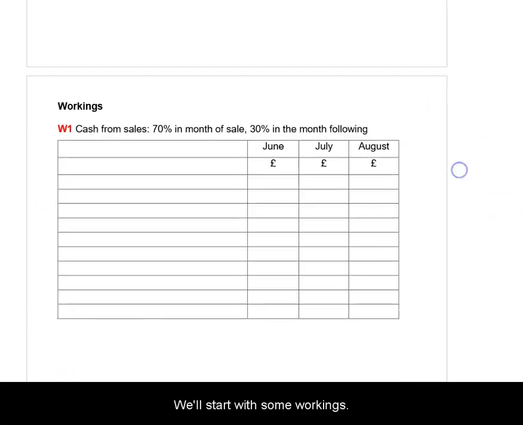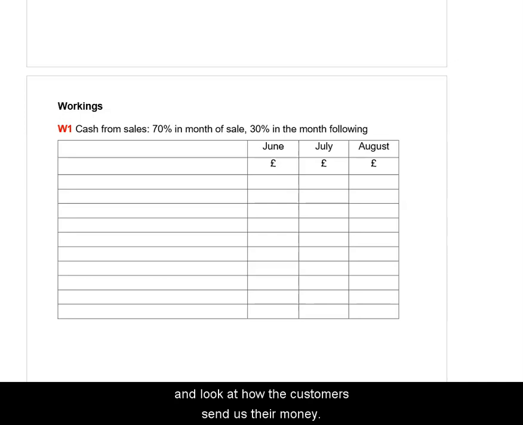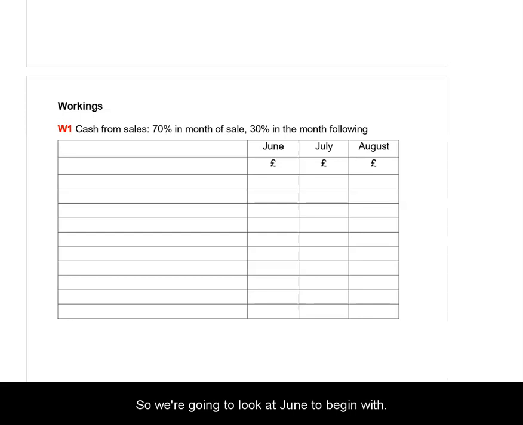We'll start with some workings. I'm going to take the information regarding sales and look at how the customers send us their money. So we're going to take 70% in the month of sale and 30% in the month following. So we're going to look at June to begin with.